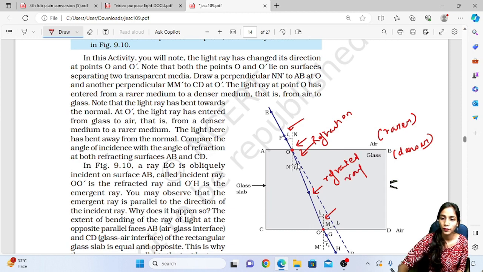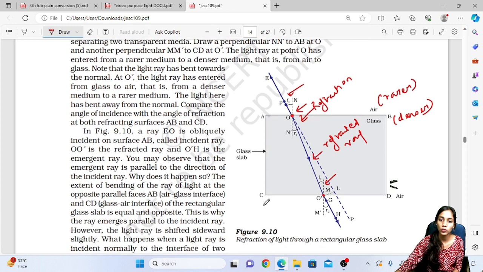So this ray, O to O dash, becomes the refracted ray. Now in the second condition, this refracted ray is incident on the next surface, CD. This is also an angle of incidence, given as I2 because it is the second angle of incidence. Once it forms this angle, when it has to come out of this glass, it now enters the second medium, which is air.